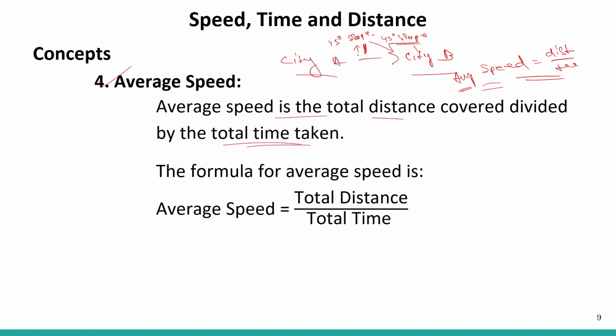But let's say the middle point is C. In order to calculate the speed between city A and city C, it is easy because the speed will be fixed. Whenever the speed varies, we rely on average speed. So the formula for average speed is equal to total distance divided by total time.